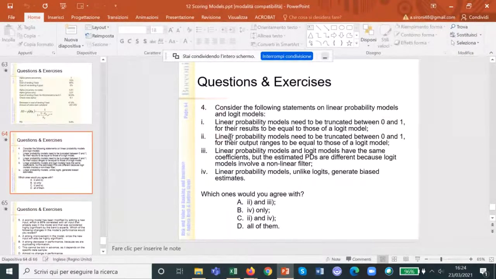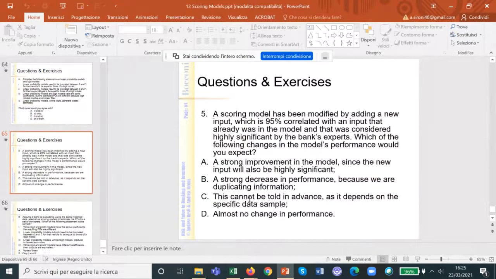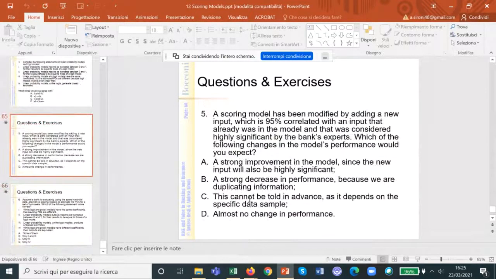Indeed, C is the correct answer. The first one is not correct because the results are not the same, just as the third one is not correct. They do not have the same coefficients. So the 2 and the 4 are correct, therefore the correct answer is C.